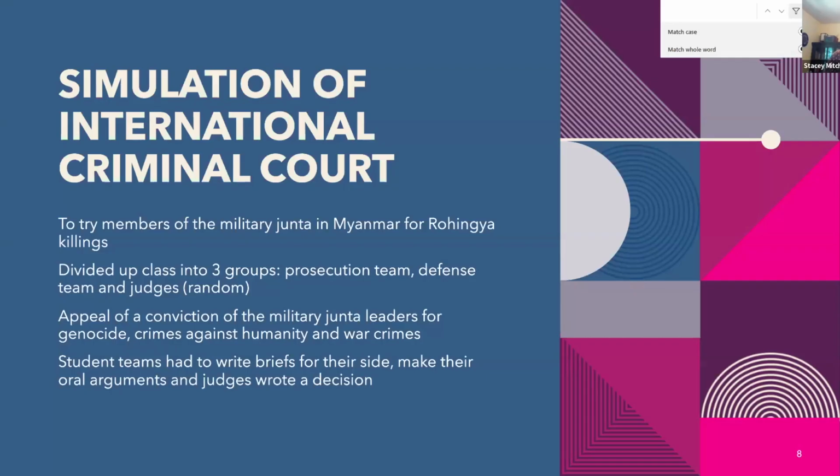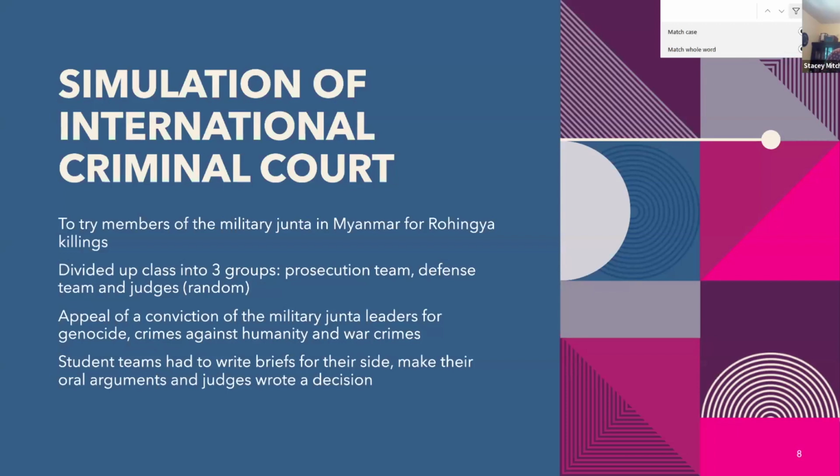So I decided, why don't we do a simulation of the International Criminal Court. And we're going to try some of the leaders of the military junta in Myanmar for the Rohingya killings. I think we also put Aung San Suu Kyi on trial too, back when she was in the government. And so I divided the class up into 3 groups. One was a prosecution team. One was a defense team, right? So we had the defense. We had a group of judges, right?